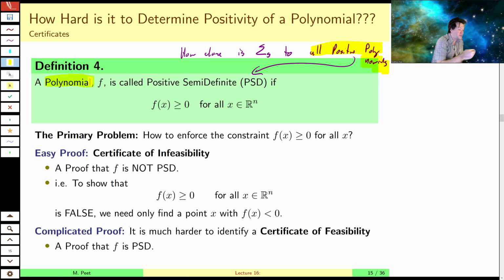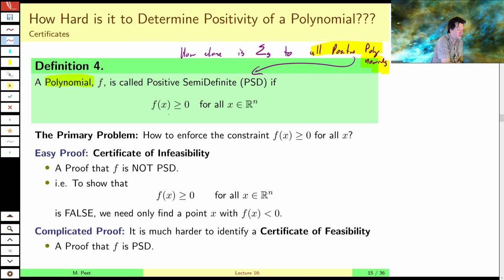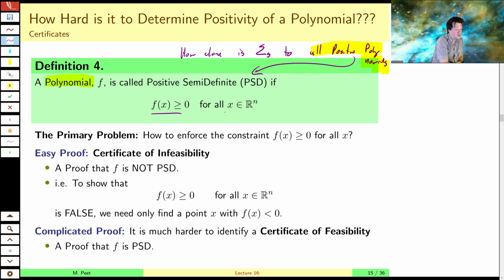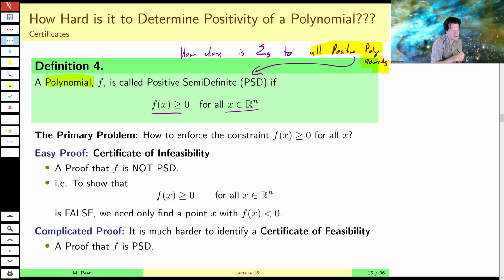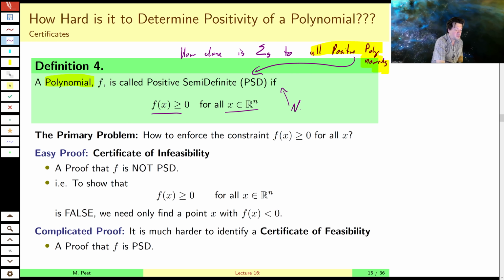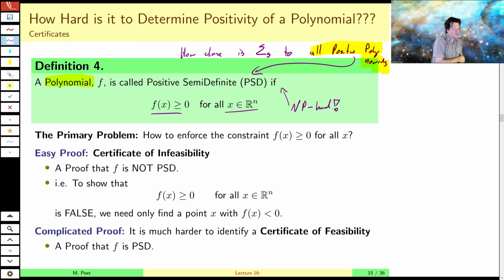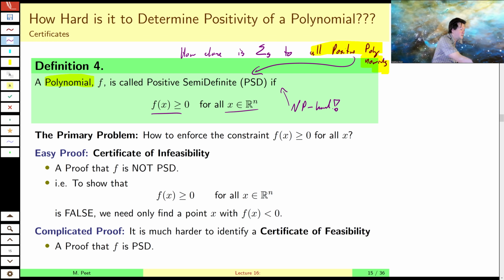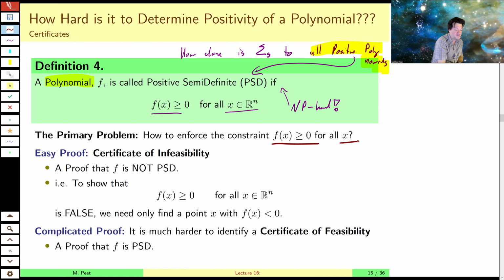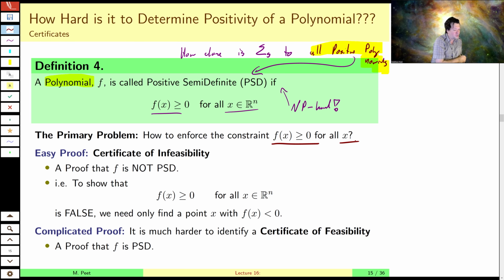We say a polynomial is positive semi-definite as opposed to positive definite. That's a harder problem, if the polynomial is positive semi-definite for all x. That's one of those constraint forms that we had. Of course, we talked about how this problem is NP hard, but we'll come back to that. And so the question is how to enforce the constraint of a polynomial being positive for all x. How does one even test this, or prove such a thing, that a polynomial is positive for all x?